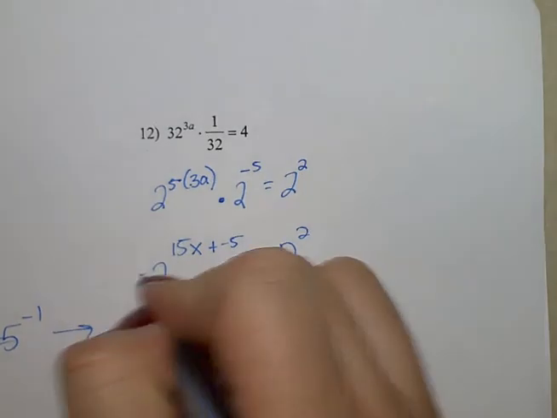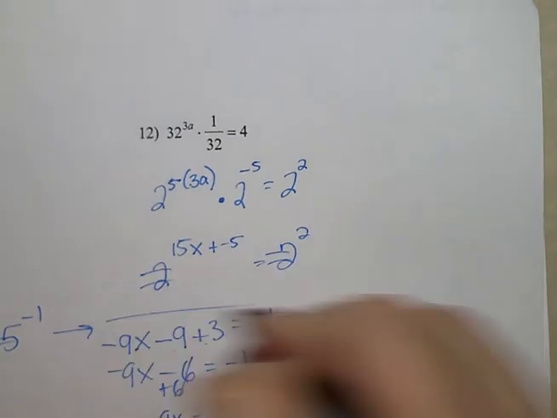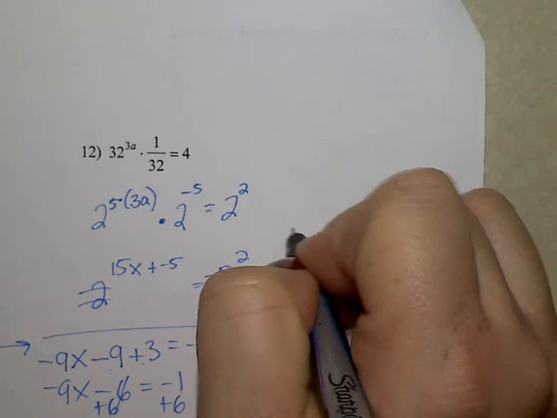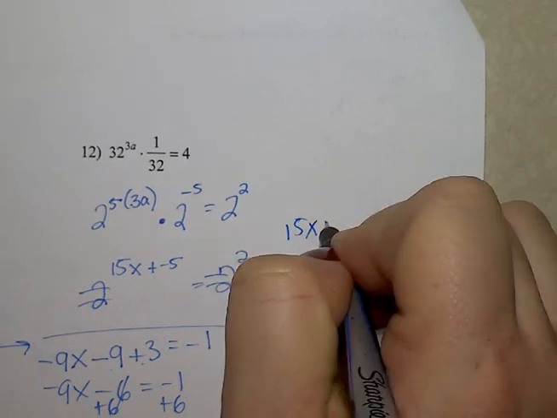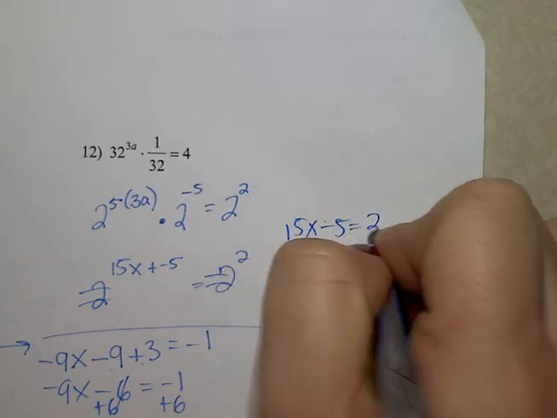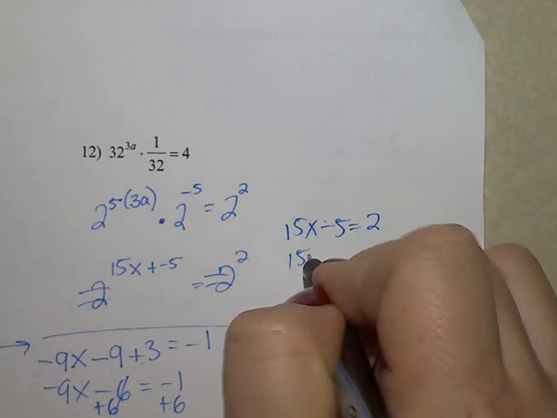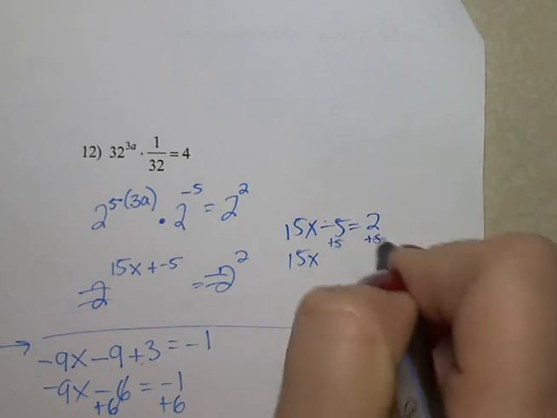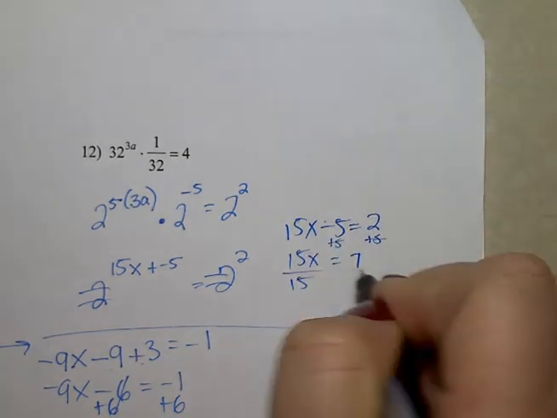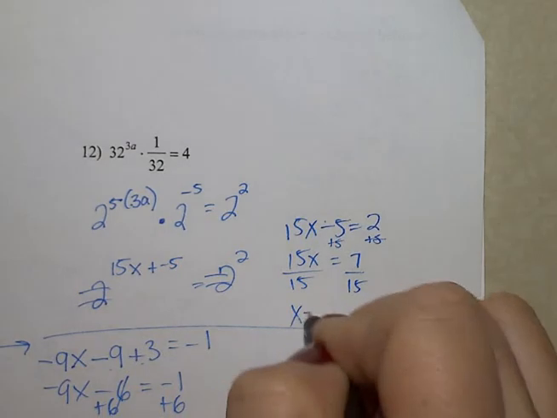Okay, cancel out your bases. And I have 15x plus a negative 5 equals 2. Add 5 to the opposite side. Divide by 15. And x equals 7 over 15.